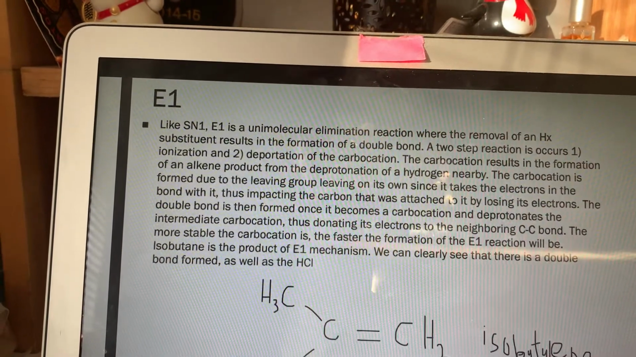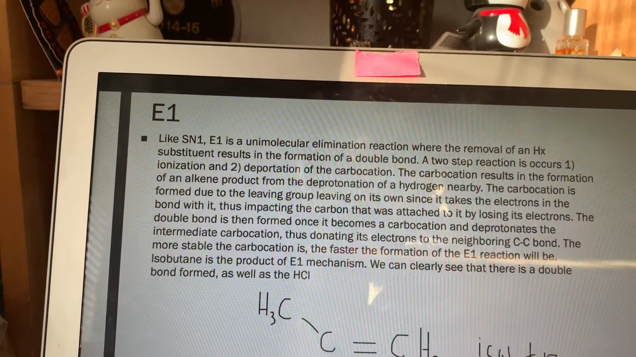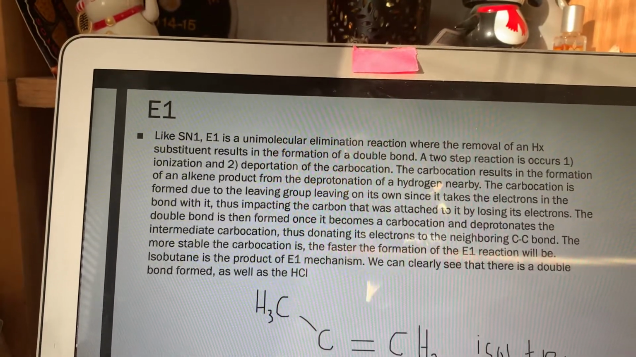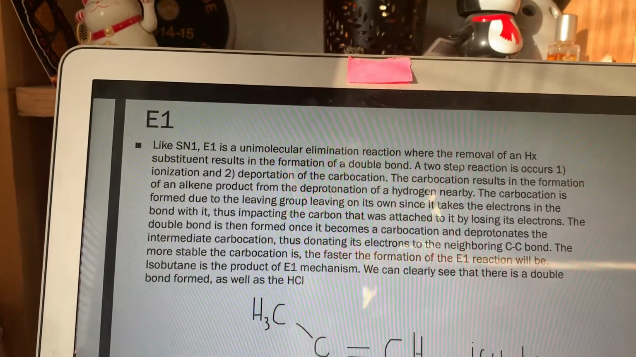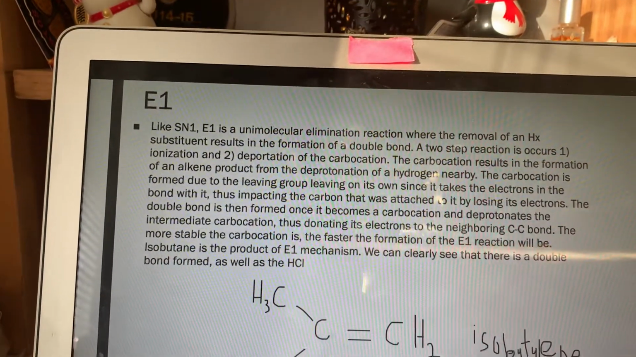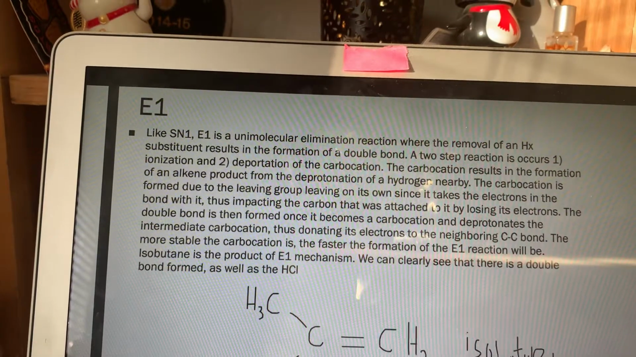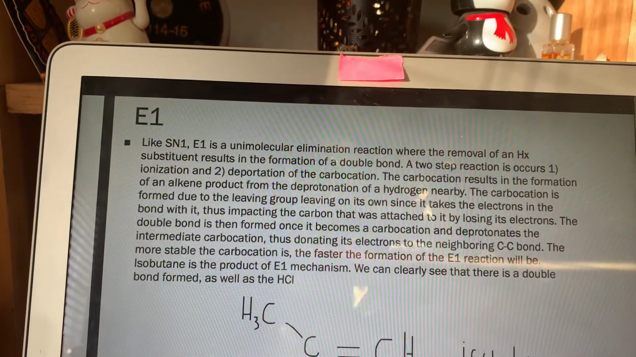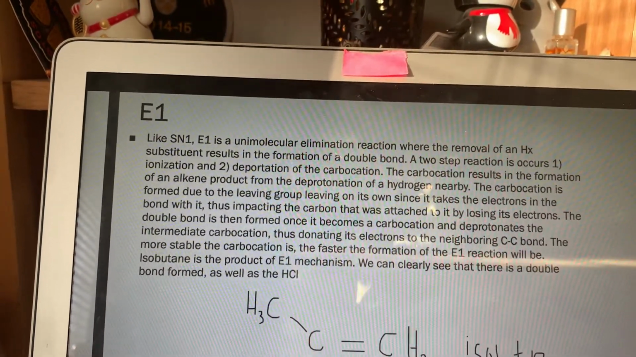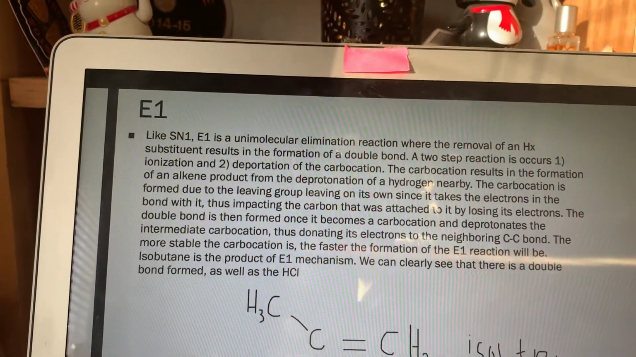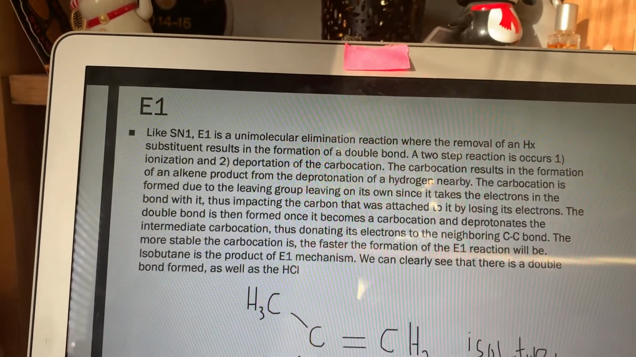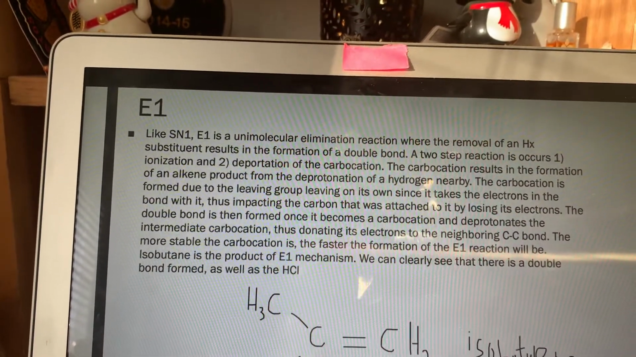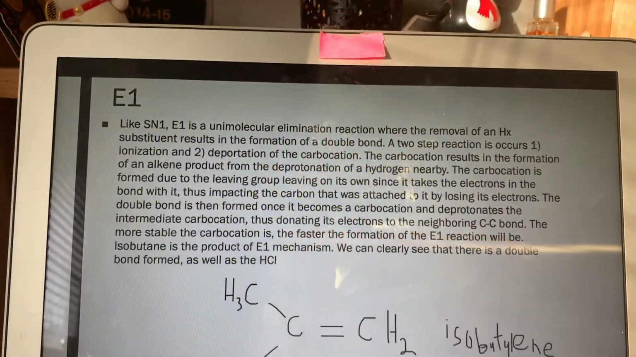The carbocation is formed due to the leaving group leaving on its own, since it takes the electrons in the bond with it, thus leaving the carbon that was attached to it without its electrons. The double bond is then formed once the carbocation is deprotonated, donating its electrons to the neighboring C bond. The more stable the carbocation is, the faster the E1 reaction will be. Isobutene is a product of an E1 mechanism. We can clearly see that there is a double bond formed, as well as the HCl.